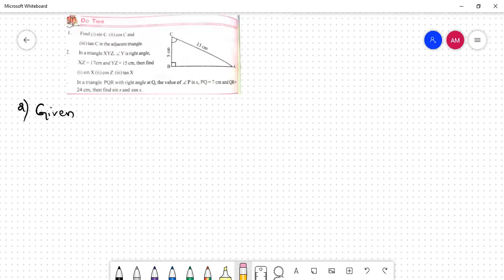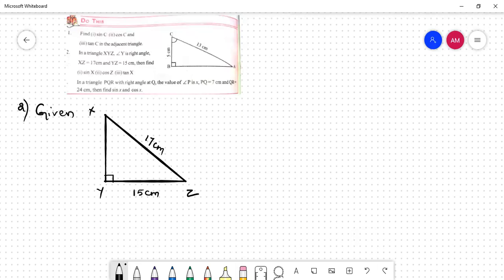Okay, what is given? They have given that XYZ is a right angle triangle, with the right angle at Y. XZ is the hypotenuse, which is 17 centimeters. YZ is 15 centimeters. And what do we have to find? We have to find XY. How do we find XY?